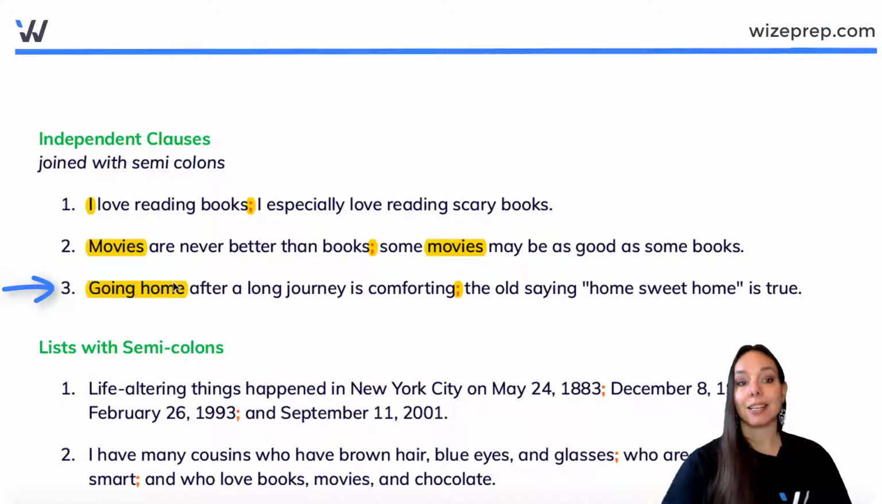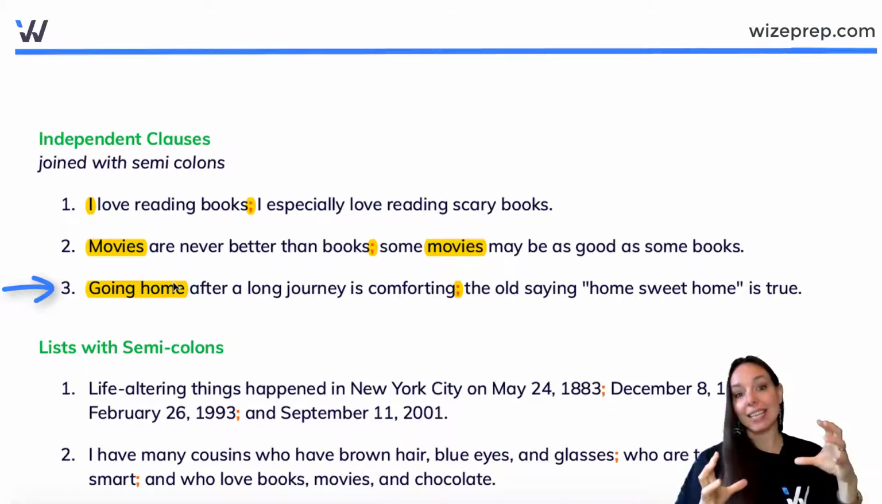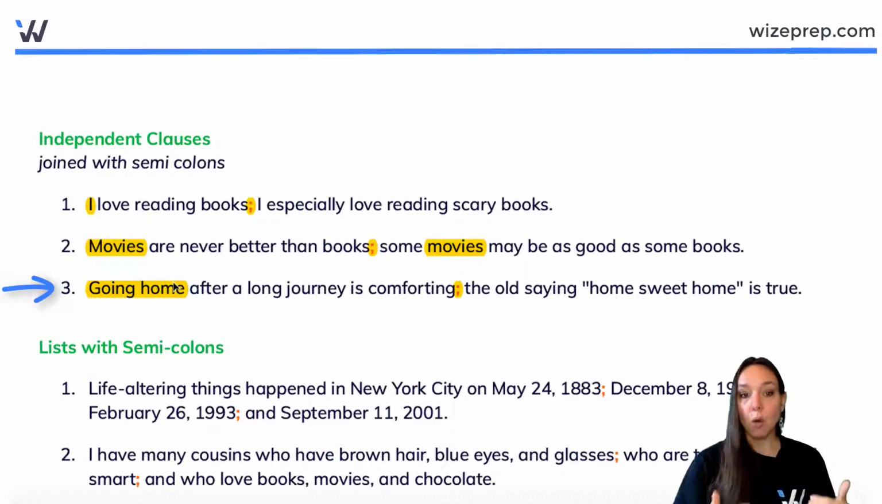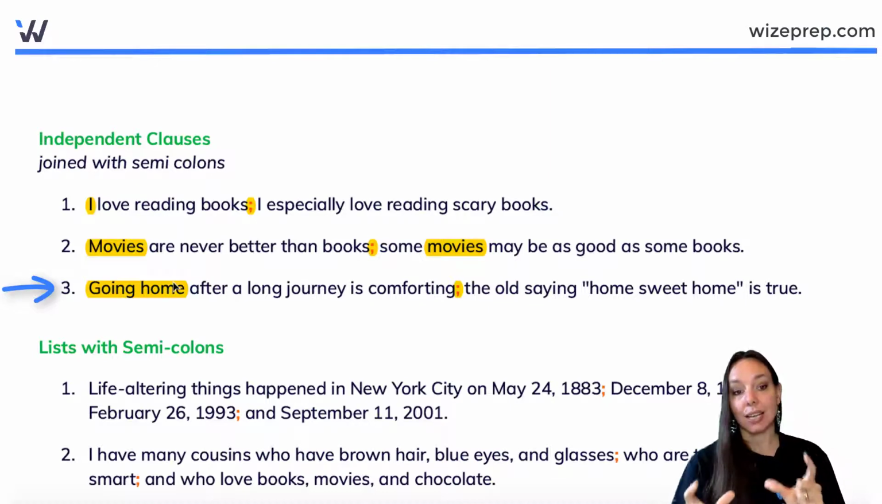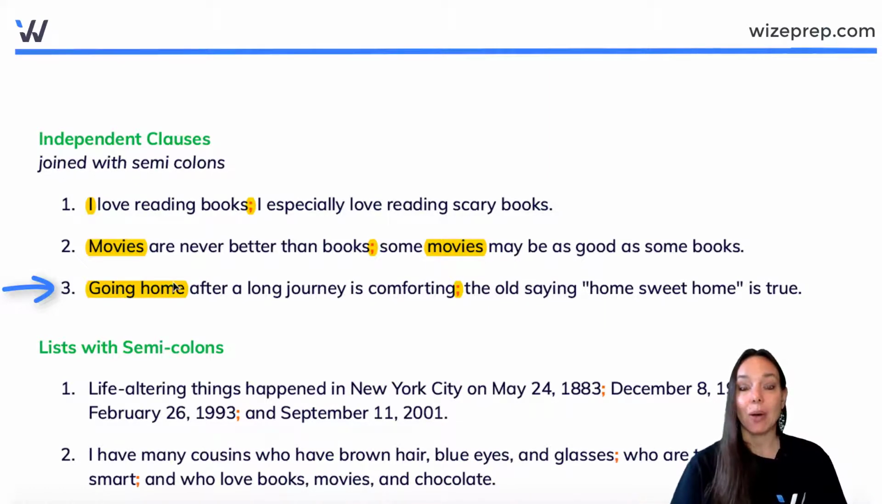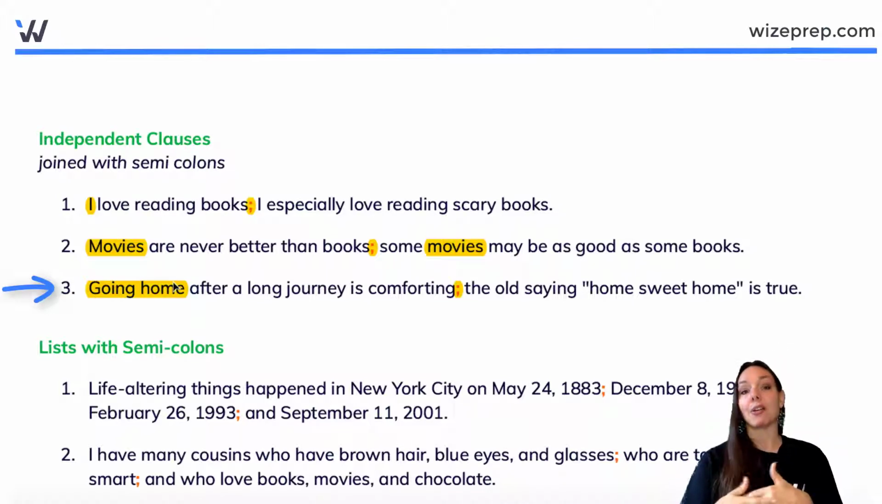So this going home, it's a gerund, but again, it's functioning as the subject. So going home after a long journey, that's our preposition, is comforting. So we've got now a linking verb. So is comforting. Anytime you see is, it's a conjugation of the verb to be. So a verb meaning being. So going home is comforting.